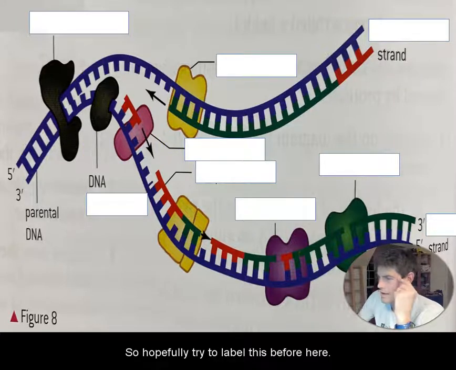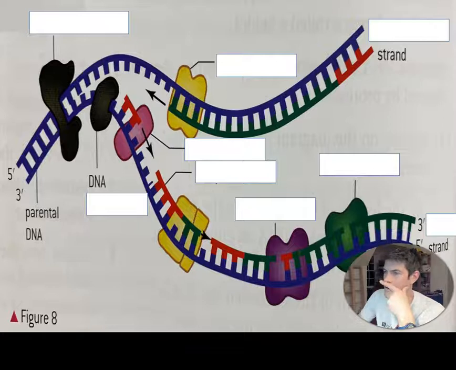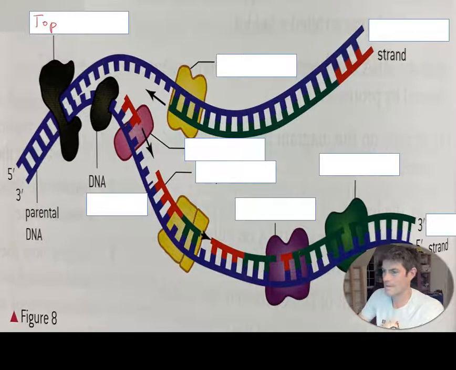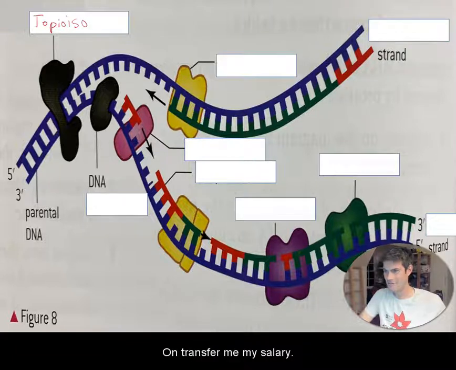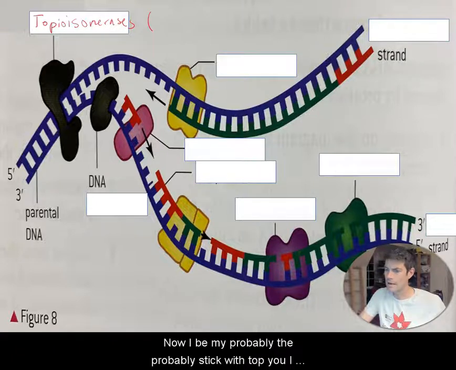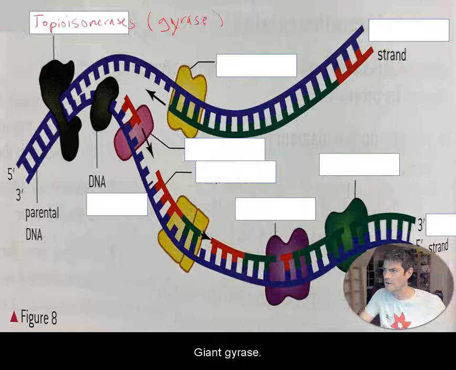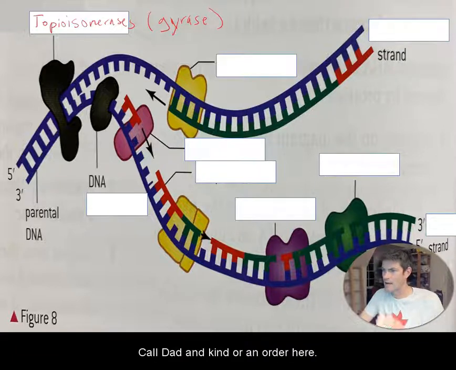So hopefully you tried to label this before, but this is the topoisomerases. Isomerase. Now IB will probably stick with topoisomerases since it's in this, but it's also called gyrase. And kind of going in order here.